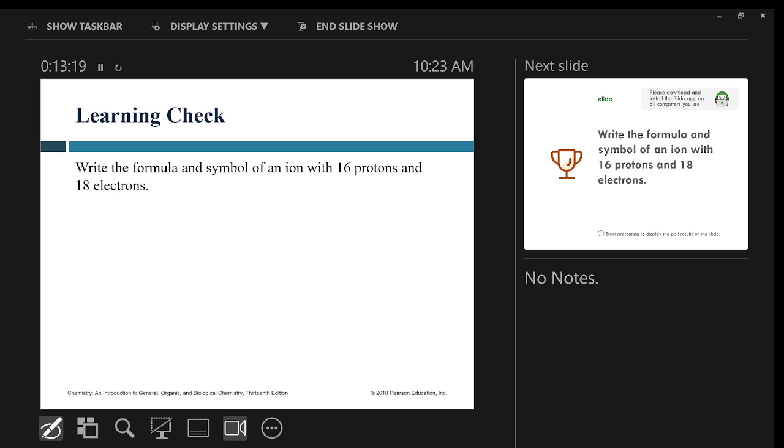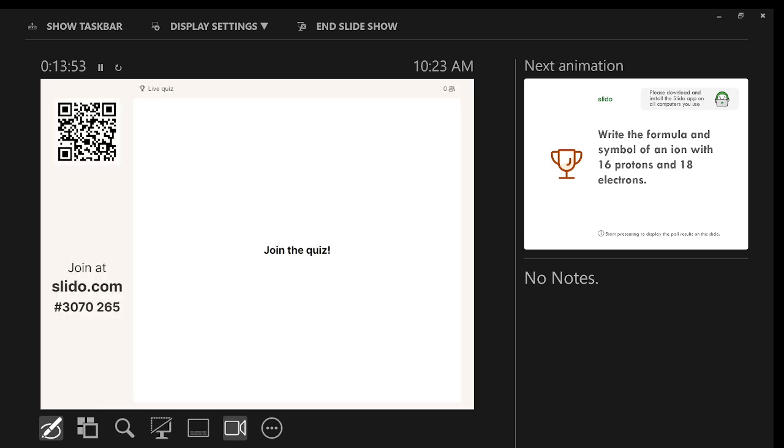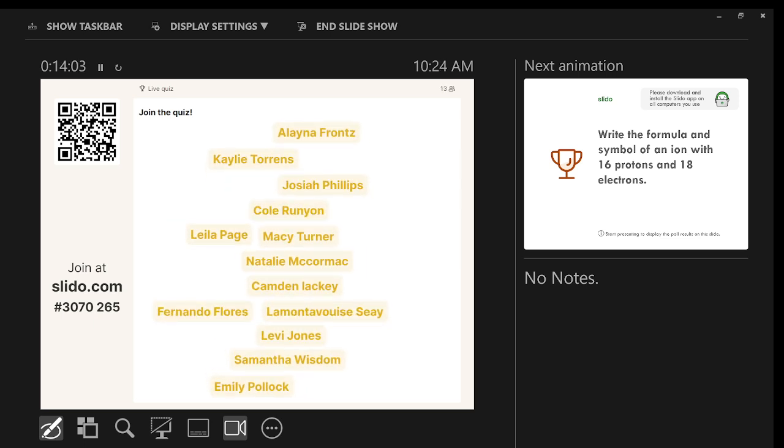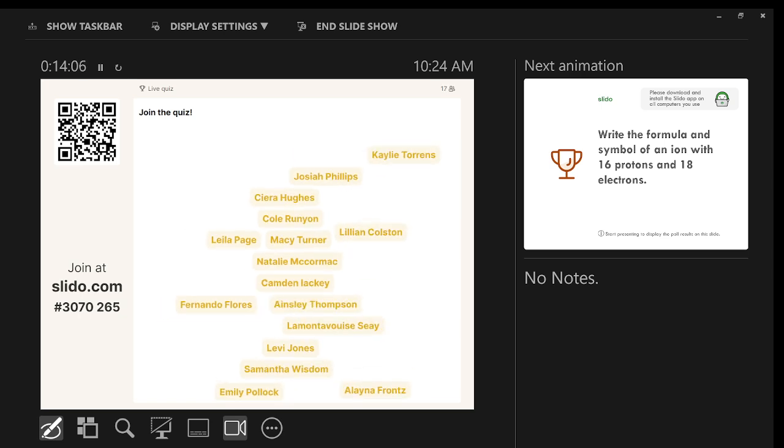I have the quiz behind this. So write the formula and symbol of an ion with 16 protons and 18 electrons. Please note if you've logged into this PowerPoint Slido, you'll automatically get the quizzes up whenever they come up. So write the formula and symbol of an ion with 16 protons and 18 electrons. Okay. Everybody ready? Okay, so let's join our quiz. Make sure you get on that quiz.